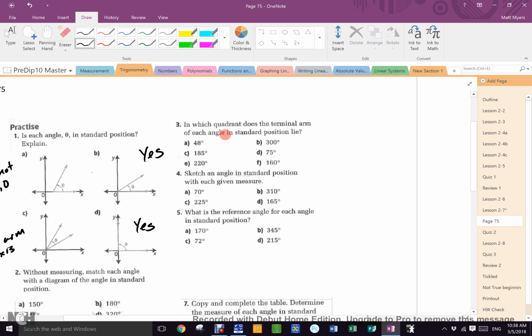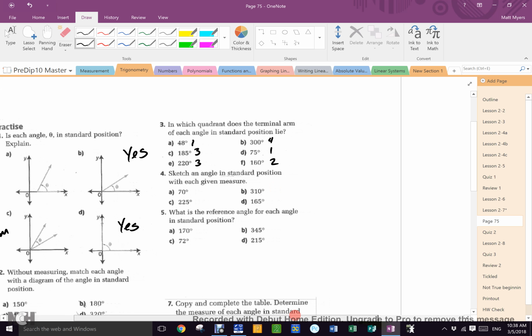What quadrant for 48? 1. For 300? 4. For 185? 3. 75? 1. 220? 3. 160? 2. Nice. Sketch the angle in standard position with each given measurement.